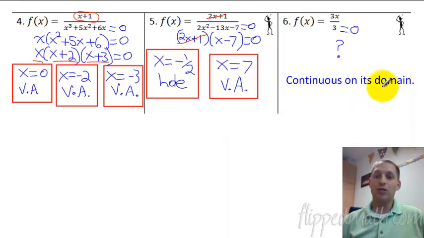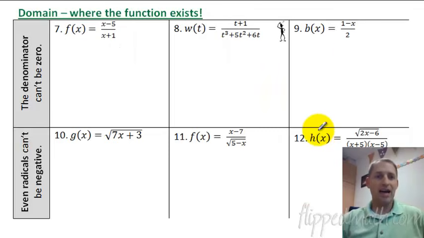This one was continuous on its domain because when you take the denominator and set it equal to 0, it's impossible to solve, so you're done. Nothing to do. You say it's continuous everywhere because it's not possible to have a 0 in the denominator in this case. Okay, so we're done with the first part, which was discontinuities. Now we're going to move on to domain.